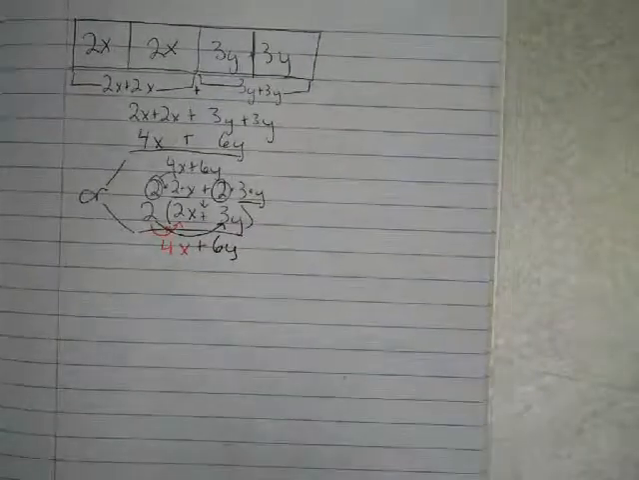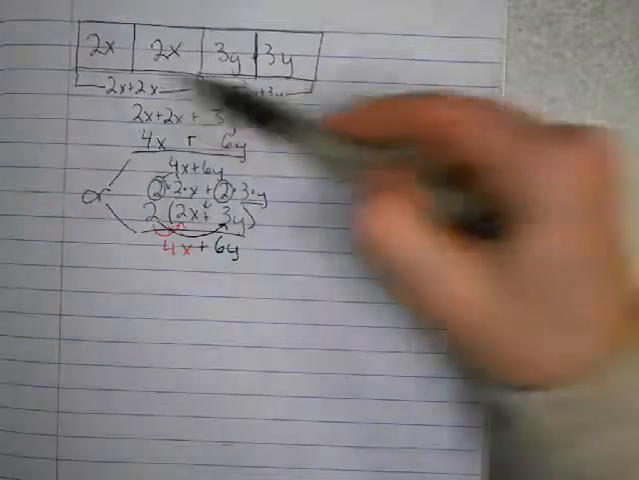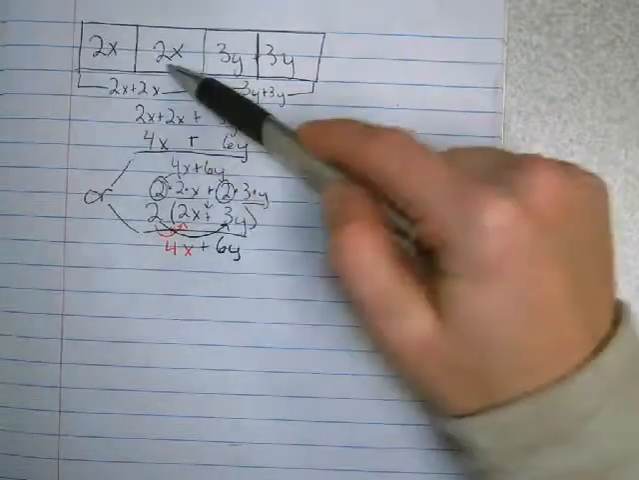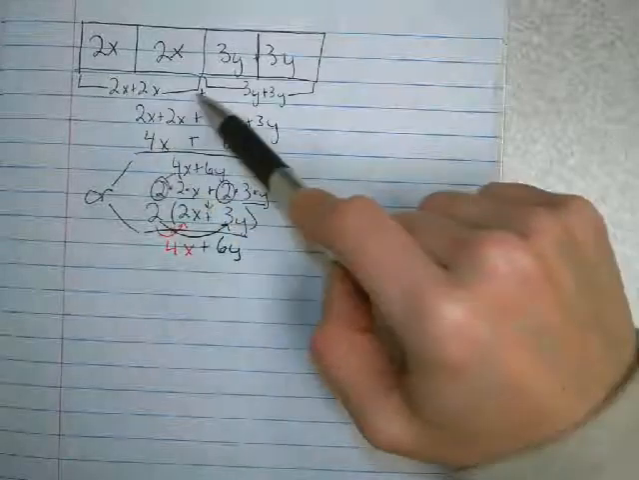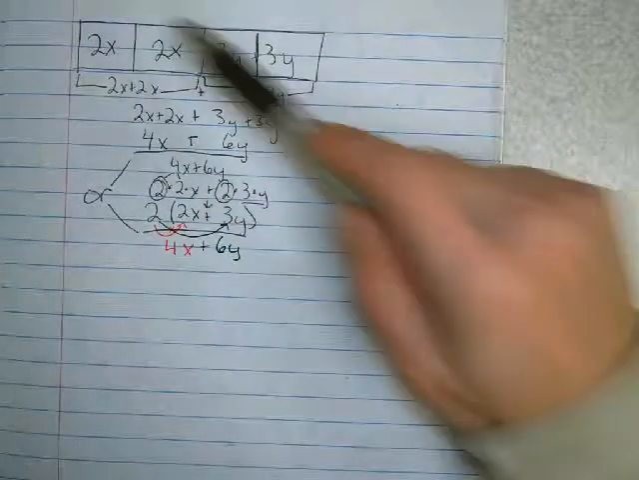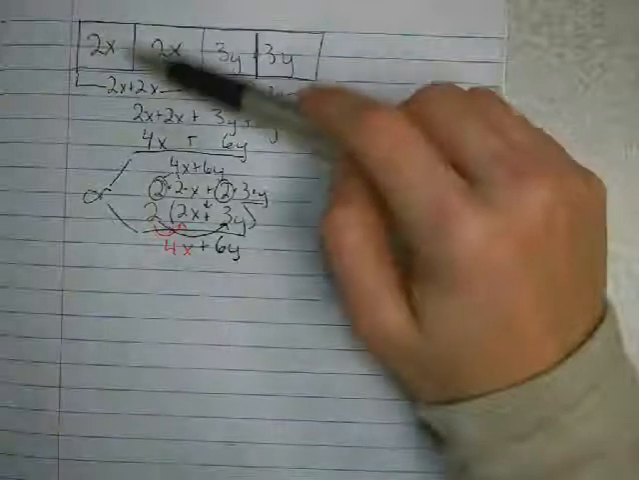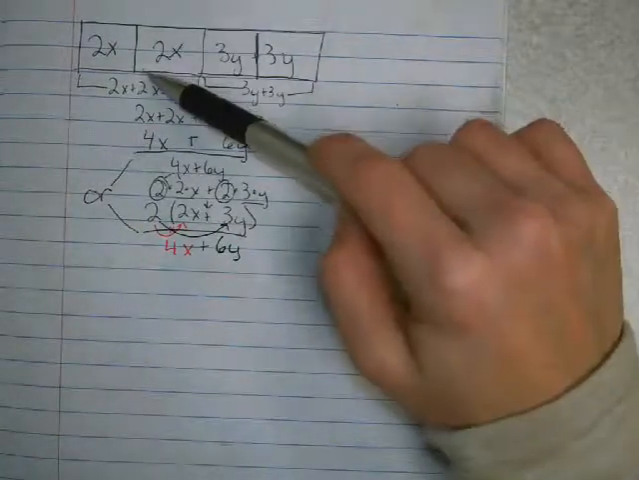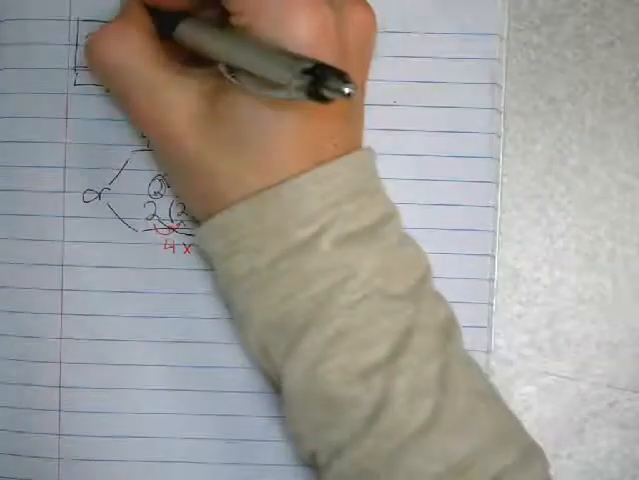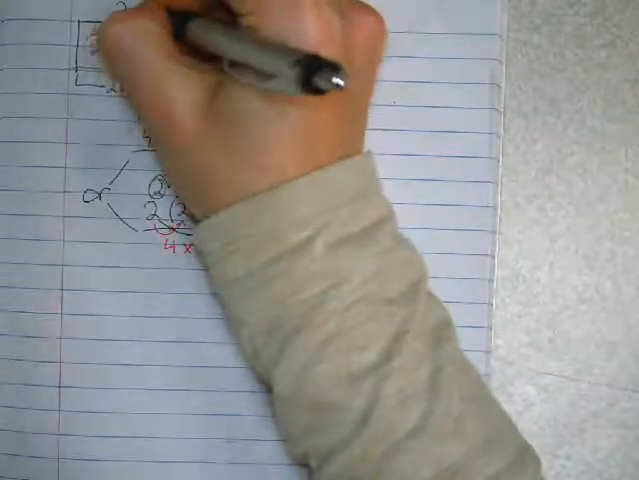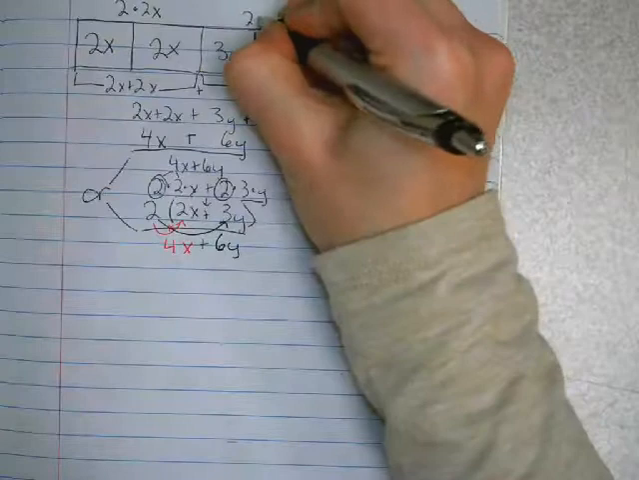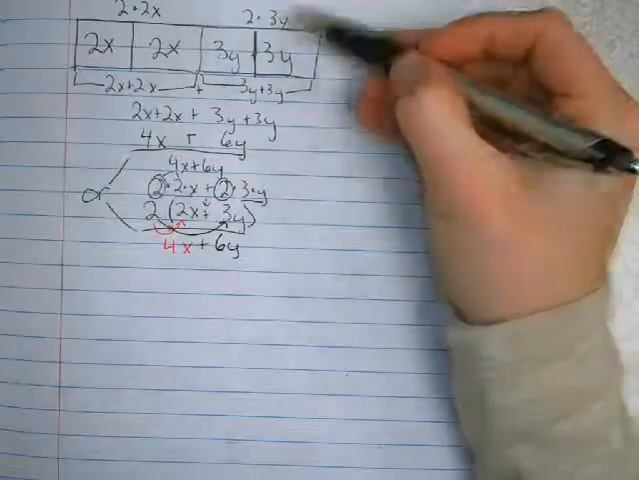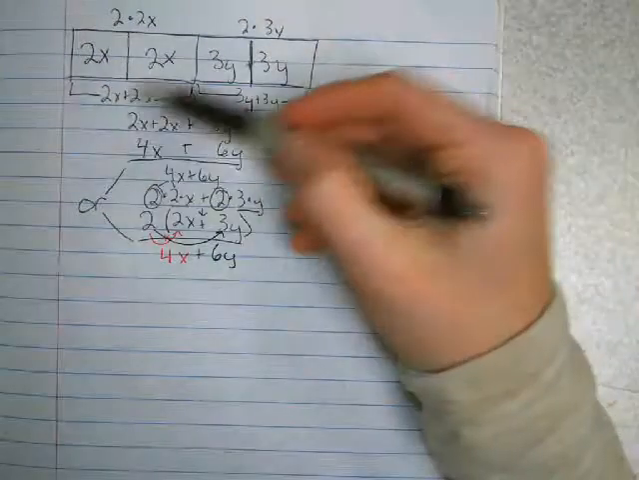And here's our last example. So this is another tape diagram. We have a 2x, a 2x, a 3y, a 3y. This means 2x plus 2x plus 3y plus 3y. What we have here is 2 groups of 2x, and 2 groups of 2x is 2 times 2x. We have 2 groups of 3y. We can do the multiplication, or you have your repeated addition.